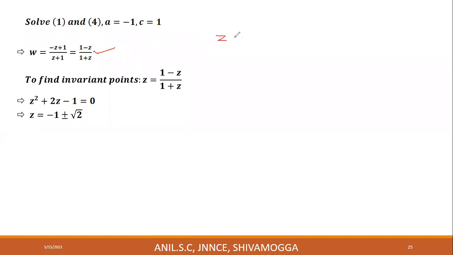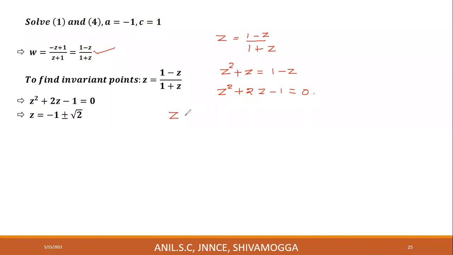Put w equal to z, you get z equals (1 minus z) divided by (1 plus z). The resultant will be the fixed points, the invariant points. z into (1 plus z) is z square plus z, which is equal to 1 minus z. Therefore, z square plus 2z minus 1 is equal to 0.